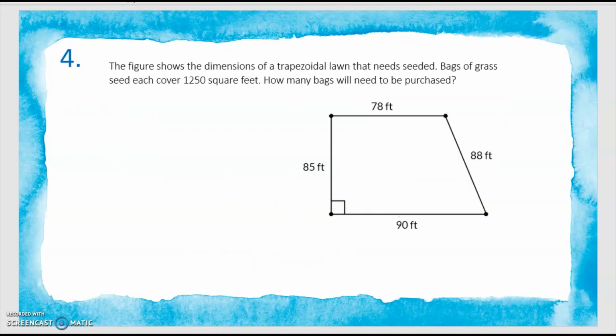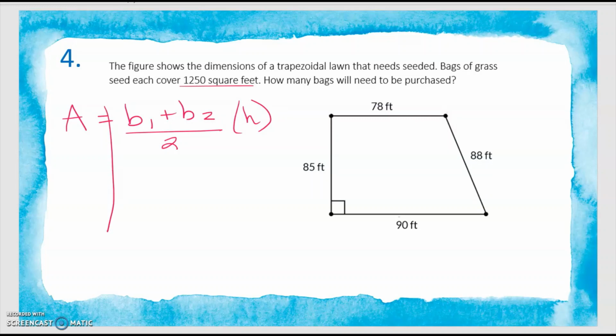Okay, for number 4, the figure shows the dimensions of a trapezoidal lawn. So I know I'm doing a trapezoid. So I'm going to write the formula here. And you can either divide this by 2 and multiply the height, or you can divide the height by 2. It doesn't matter. Bags of grass seed cover this many feet. How many bags? Okay, so first we need to find the area.